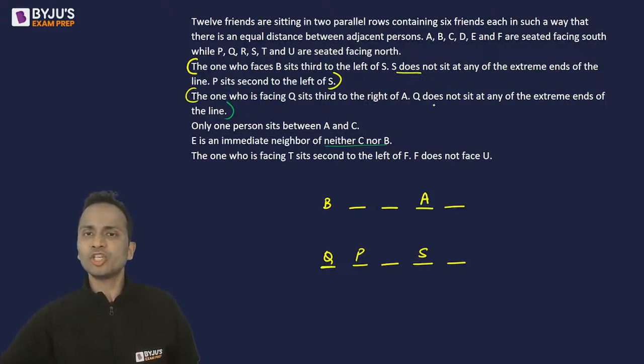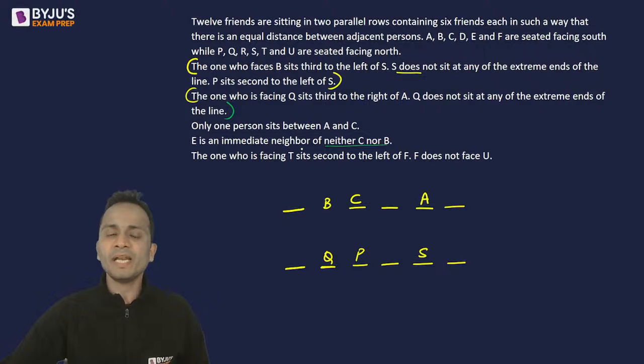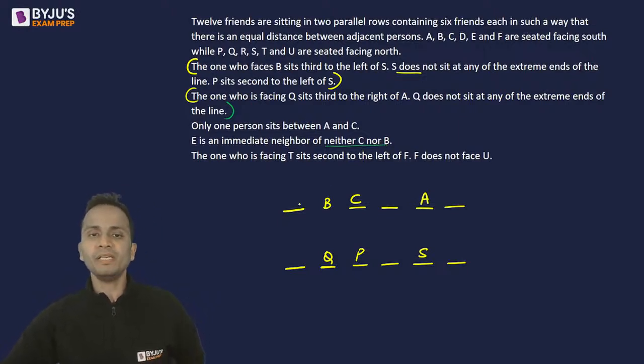Next, I'll start reading. Q does not sit at any of the extreme ends of the line. So there has to be one person on the left hand side of Q and hence opposite to that person as well. Right? Only one person sits between A and C. So this will be the place for C adjacent to B. E is an immediate neighbor of neither C nor B. So E cannot sit at this place, cannot sit at this place. So E will sit at the extreme end of the row. Done? Okay. Now reading it further.